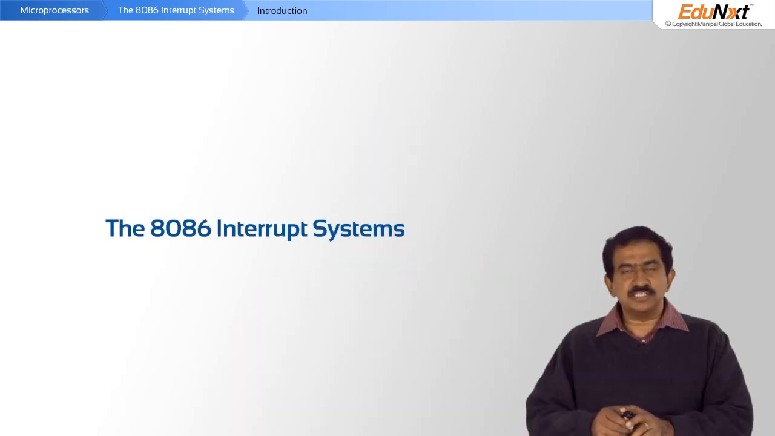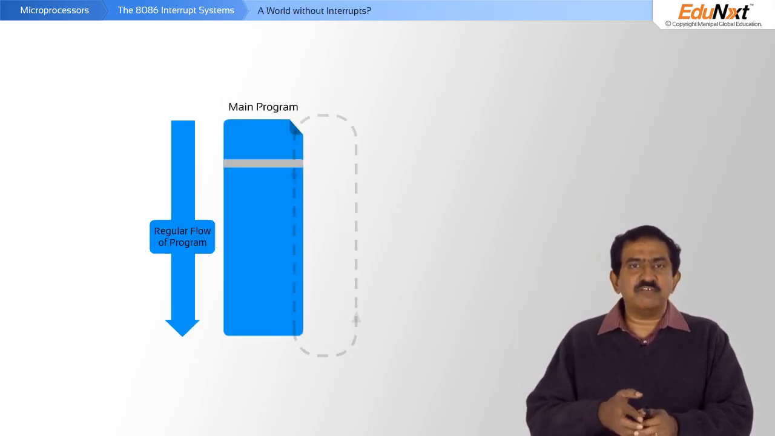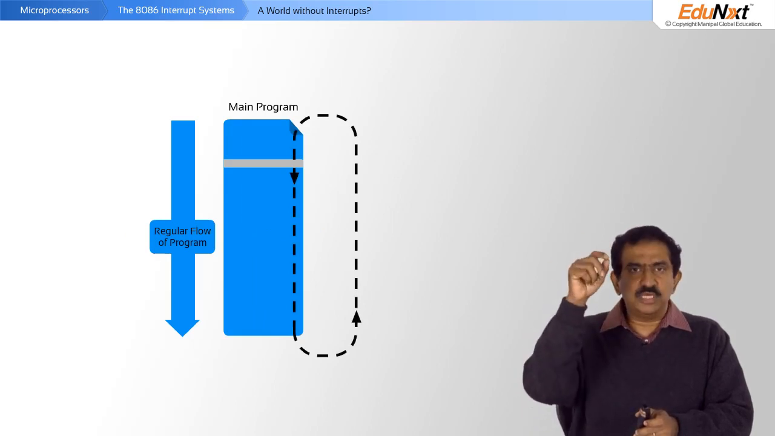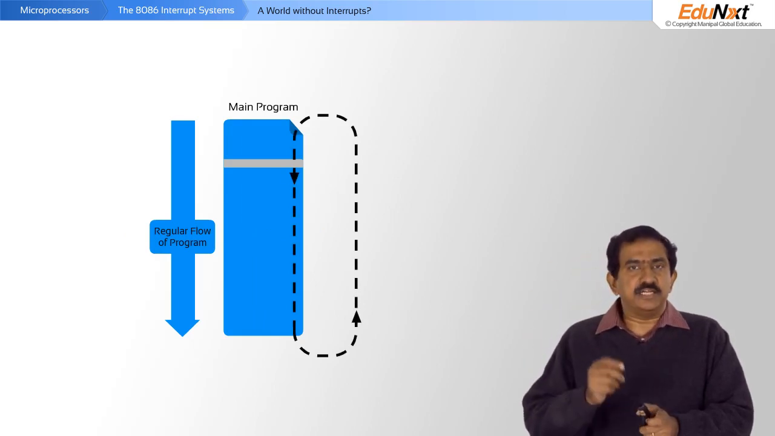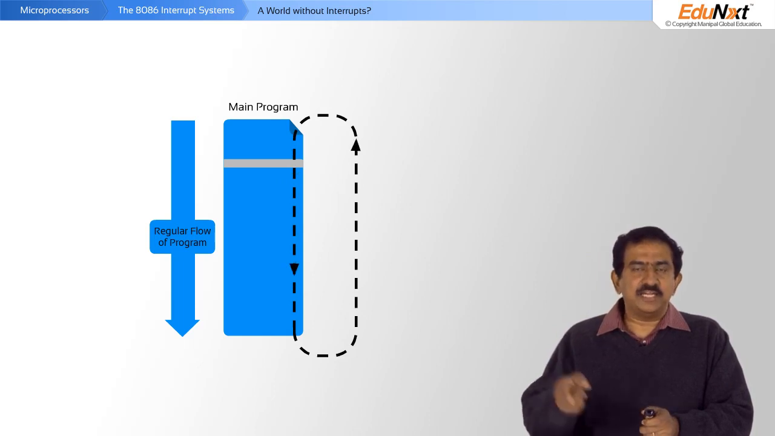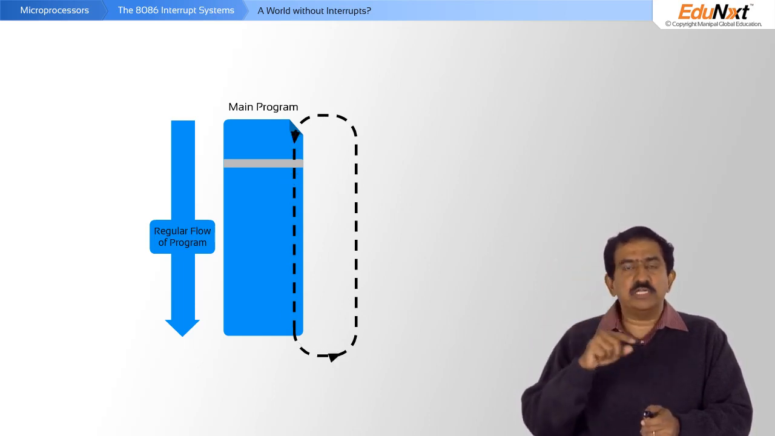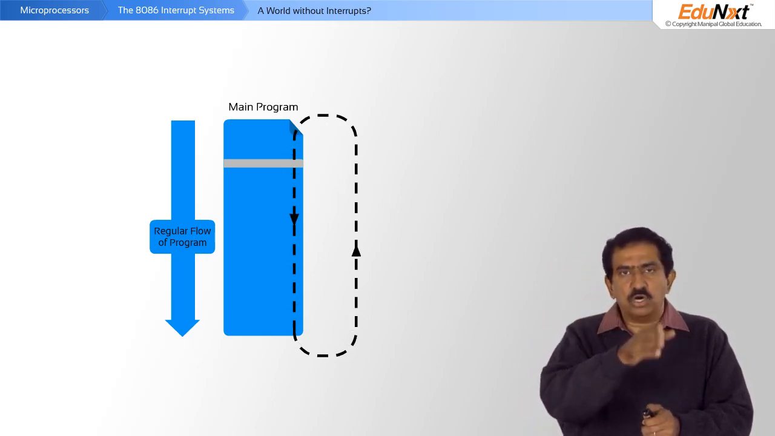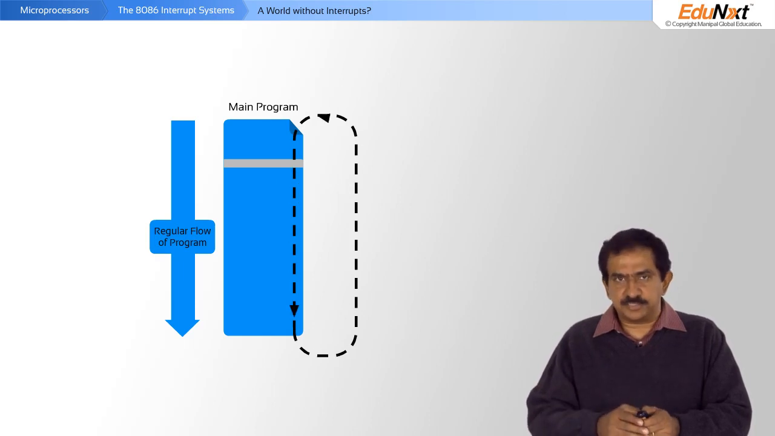In this one, we're going into the world of the interrupt. The 8086 interrupt systems, to be specific. Let's look at a world without interrupts to start with. What happens is that you have an endless loop. As soon as the processor is reset, it starts execution of the code and it continues execution over and over again till power fails or there is an error of some kind, etc.